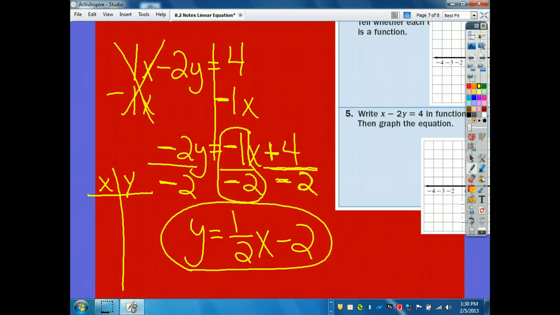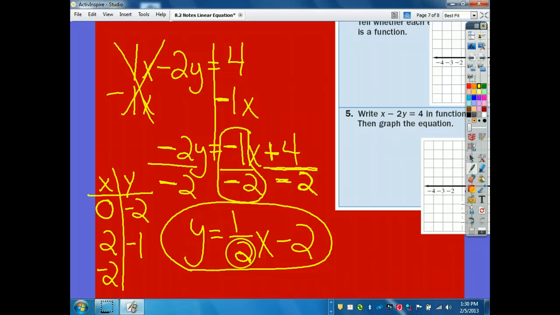What's the very first one I'm going to use in a fraction? 0. Excellent. And then I'm going to use the denominator, which is a 2. And then what? Negative 2. So what is 1/2 times 0? 0. Minus 2? Negative 2. Excellent. What's 1/2 times 2? Times means of. 1/2 of 2 is 1. 1 minus 2 is? Negative 1.